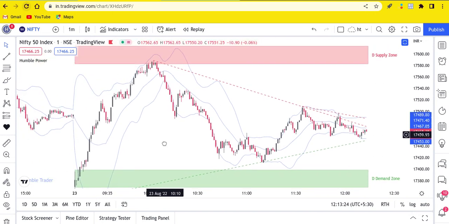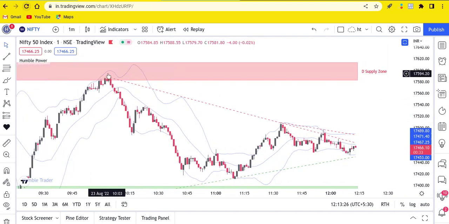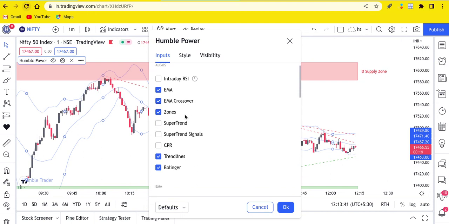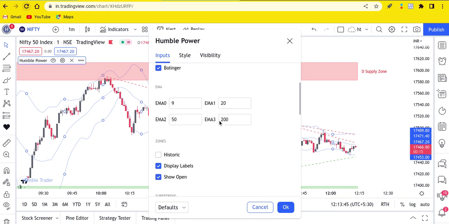Now as you can see, the price was reversing from the supply zone. It has given a close below the Bollinger Band on the 1 minute time frame, so that's a secondary confirmation for you. And if you want to add more confirmation, then you can add EMA of your choosing, you can add EMA crossover signals, you can add super trend and super trend signals. There are so many confirmation systems.